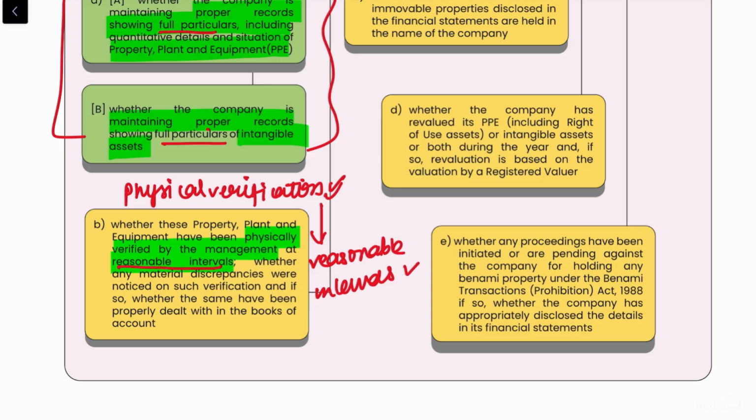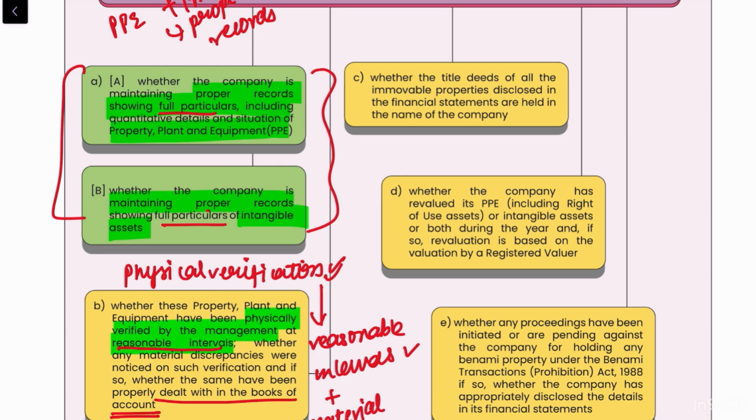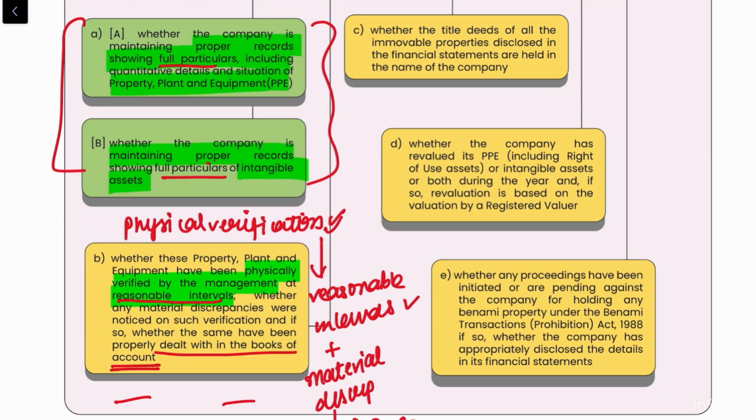The next part is about any material discrepancies. If there are any differences between the physical verification and the records which are being maintained, if there are any material discrepancies, he has to state whether they have been dealt with properly in the books of accounts or not. So the first one was about maintaining the records, and the next one is about physical verification. In physical verification, we see if it is being done at reasonable intervals or not, and if there are any material discrepancies, and whether they have been properly dealt with in the books of accounts or not.